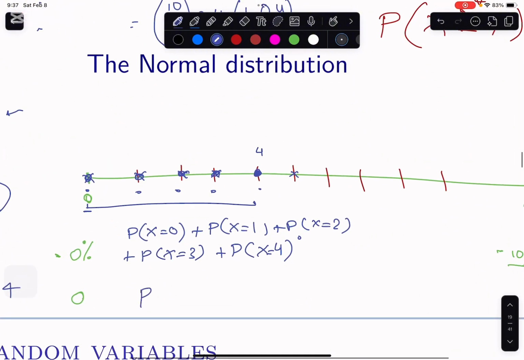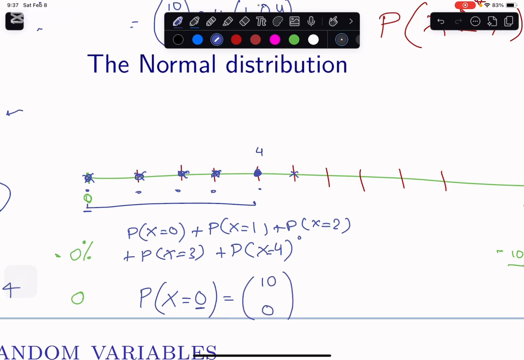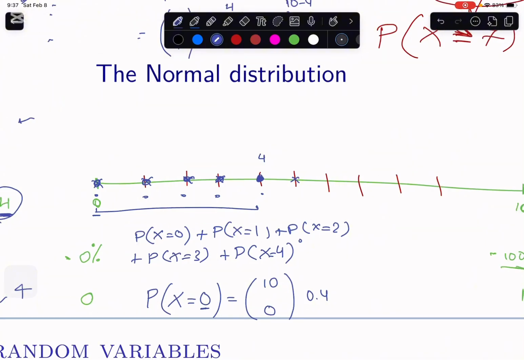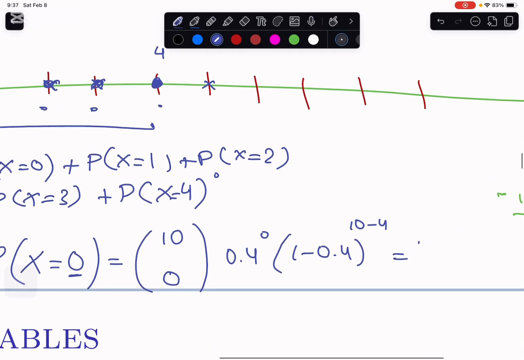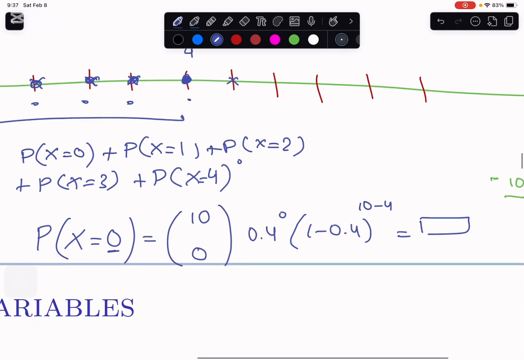So you're going to do P of x at 0. We said the conditions: 10 is n, and this is the x, so we put 0. When they give us the probability 0.4, it is the probability to the power of x. The power of x is 0, times 1 minus 0.4, to the power of 10 minus 0. You're going to compute this and get a number, right? Keep that number on the side.